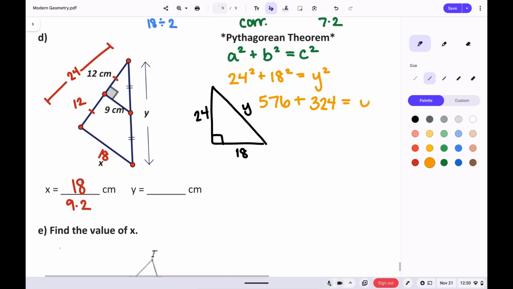Okay, equals Y squared. If we add those together, we should get 900 equals Y squared. How do you guys get rid of a squared? Square root. And the square root of 900 would be 30. So that Y side should be 30 centimeters.